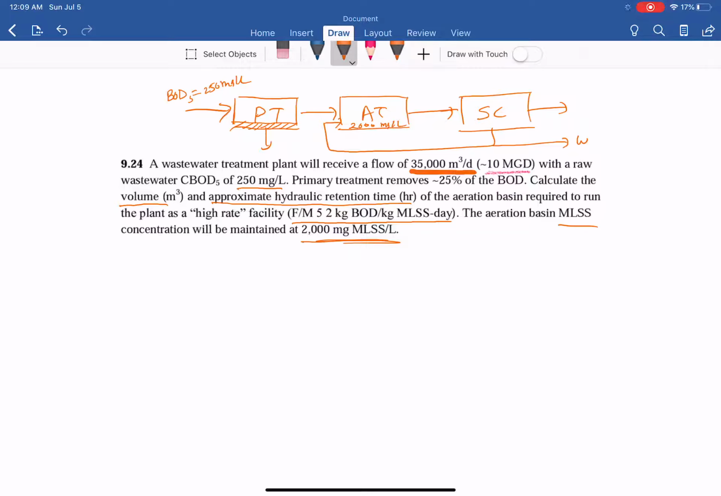Okay, so how could we approach this problem? First of all, we have to find the BOD entering the plant and the BOD leaving the primary tank toward the aeration tank. So let's find S naught. S naught is equal to 250 milligrams per liter.